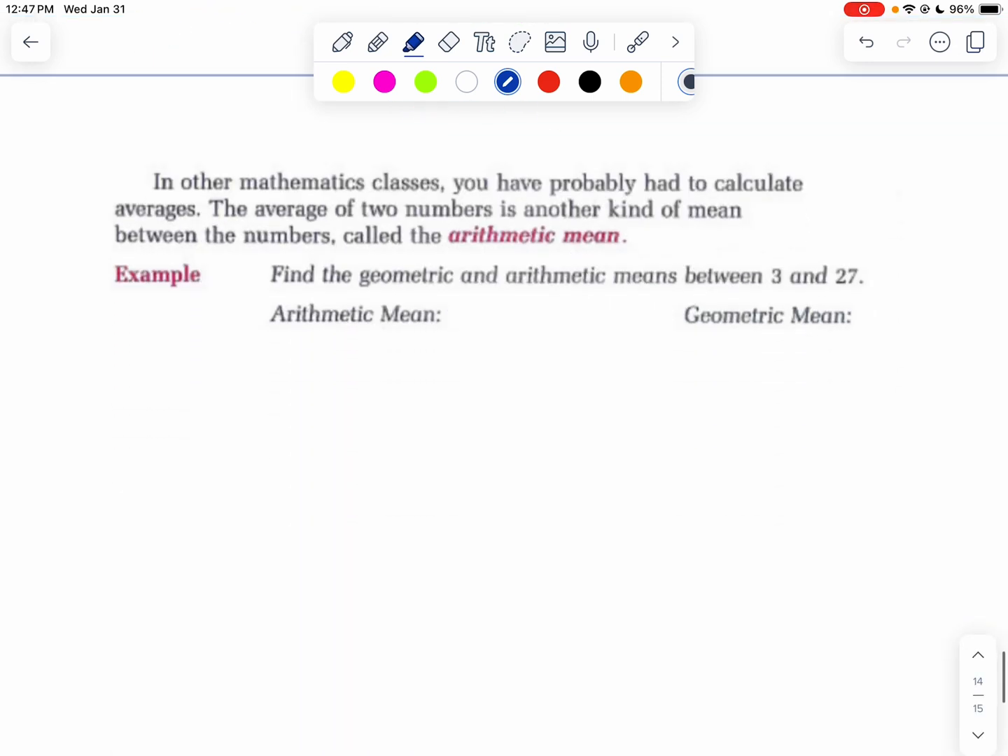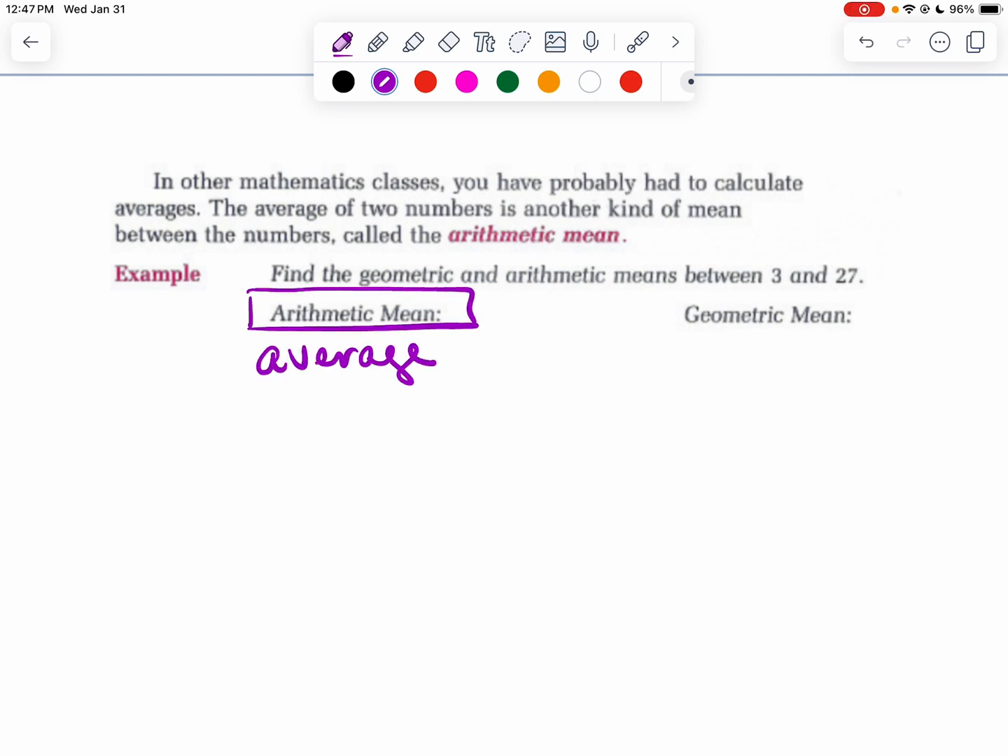Okay, so in other math classes, you have probably had to calculate averages. The average of two numbers is another kind of mean called the arithmetic mean. You've done this before. The arithmetic mean just means the average. So it says find the geometric and the arithmetic means between 3 and 27. To find the arithmetic mean, the average, we add 3 plus 27. There are two numbers, so we divide by 2. 3 plus 27 is 30. 30 divided by 2 is 15. You guys have been doing that for a long, long time.